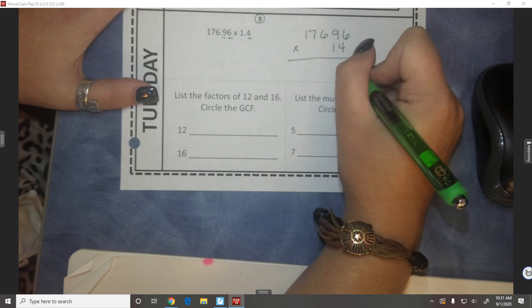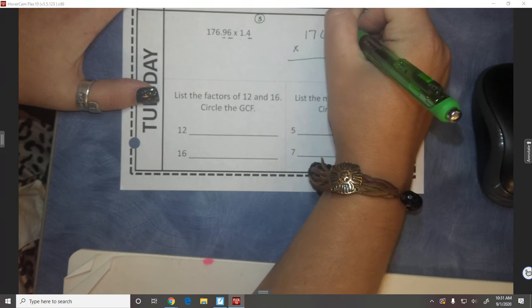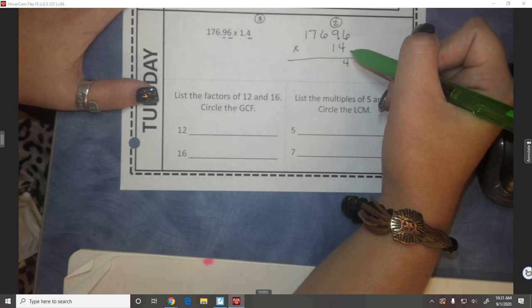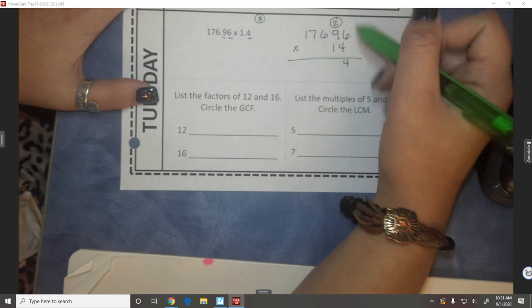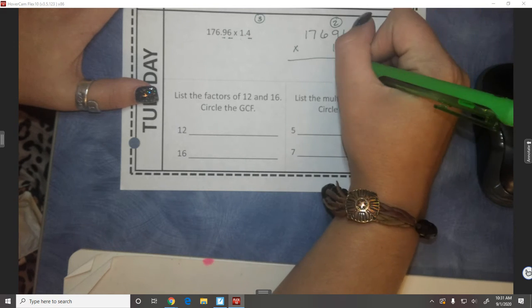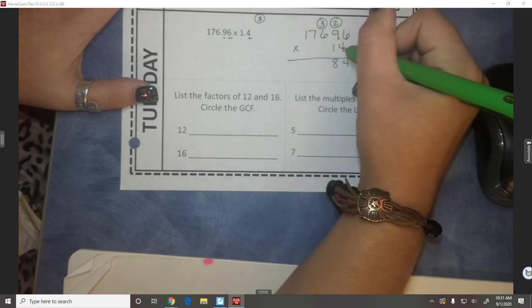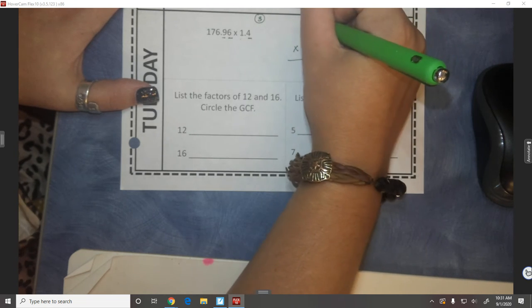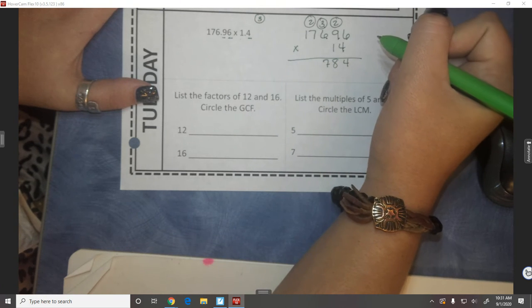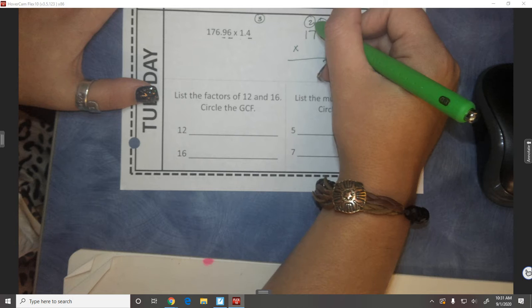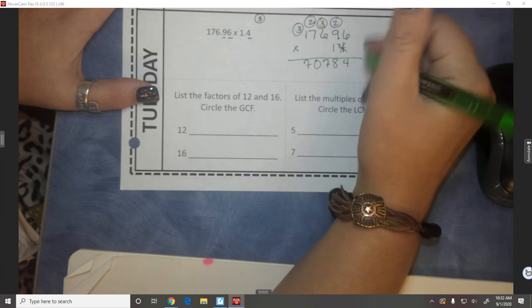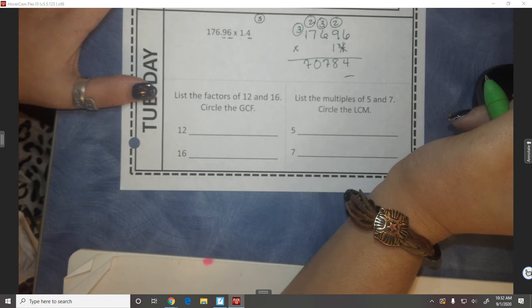All right, 4 times 6 is 24. So 4, carry the 2. 4 times 9, that's 36 plus 2 is 38. 4 times 6 again is 24 plus 3 is 27. 4 times 7 is 28 plus 2 is 30. 4 times 1 is 4 plus 3 is 7. All right, we're done with that place. So we can't put anything else in the 1 spot.